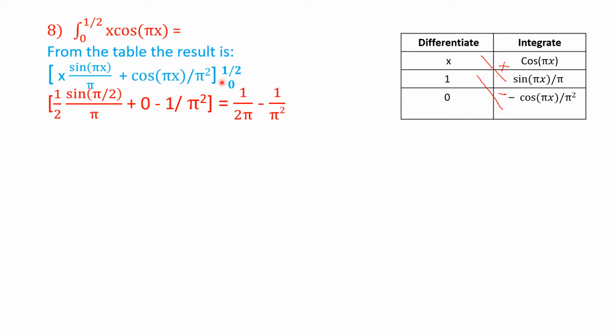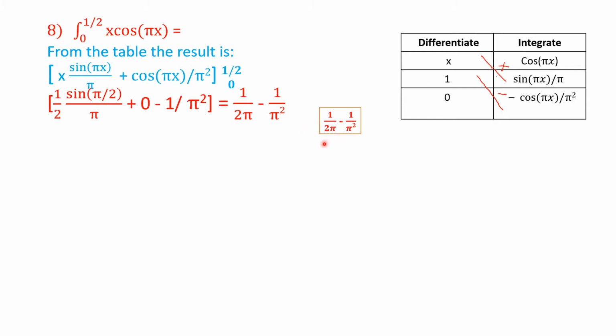Now we have to evaluate using the lower limit. So the lower limit, which is 0, is going to cancel the first term. So the first term is going to be gone because sine of 0 is equal to 0. But over here, cosine will give us 1. But then this one, because it's going to be subtracted, so we will have minus. And then here we have 1 divided by pi squared. So it will be minus 1 divided by pi squared. And if we collect these, we're going to get the final answer is 1 divided by 2 pi minus 1 divided by pi squared. And that's the correct answer. So that's the answer for it.